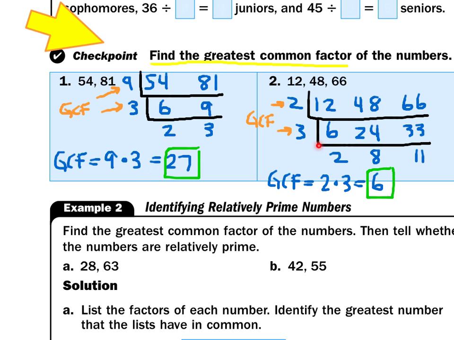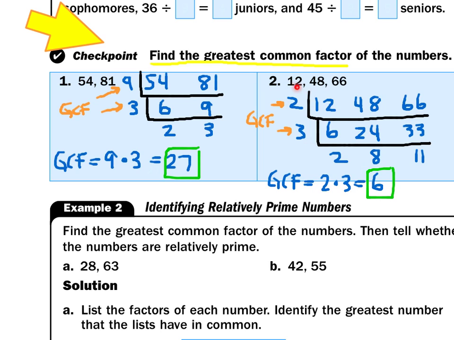Now I draw that upside down division house and look at 6, 24, and 33. I notice that 3 goes into all of them. So I put a 3 on the outside and I divide. 6 divided by 3 gives me 2. 24 divided by 3 gives me 8. 33 divided by 3 gives me 11. Now when you try 2, 8, and 11, there's nothing that goes into all 3 except the number 1. So this is where we stop.